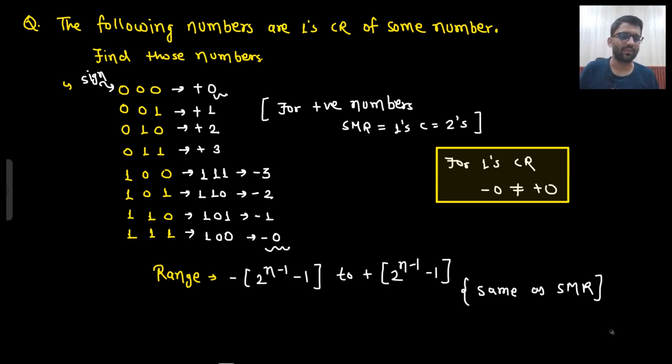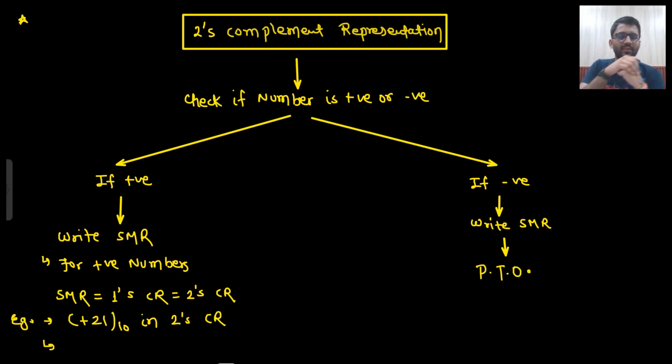Let's see 2's complement now, which is also very, very important. So again, what is the method? Check if the number is positive or negative. If the number is positive, then the answer would be the same. If the number is negative, then please turn over. Before that, if the number is positive, what will be the 2's complement representation of this 21? That would be, for plus sign, 0, 1, 0, 1, 0, 1, 21 as it is. So for a positive number, signed magnitude representation, 1's complement representation and 2's complement representation are all the same.